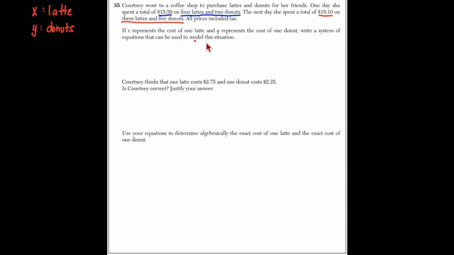Now, situations like this, most of the time, follow a format that looks something like a number times x plus a number times y is equal to a total. That's one of the most common forms of questions that we see on the Regents, and this happens to fit that mold. So x again is the lattes, and the number attached to the lattes in the first one was 4. So 4x plus 2 donuts is y equals my total of 1550. That's my first equation.